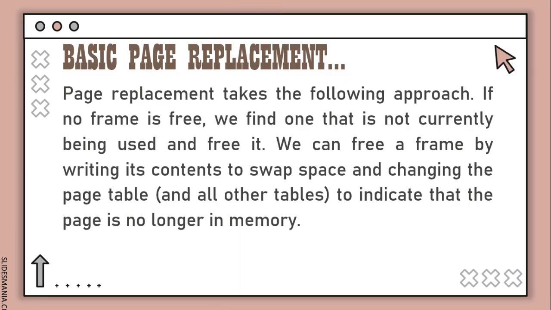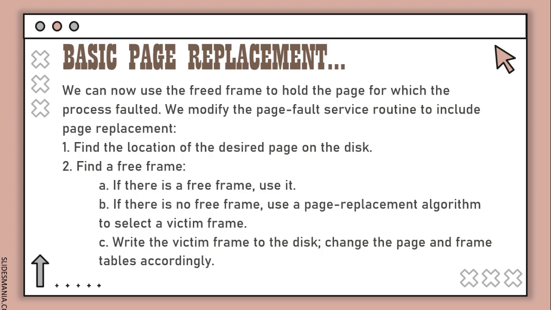Basic page replacement. Page replacement takes the following approach. If no frame is free, we find one that is not currently being used and free it. We can free a frame by writing its content to swap space and changing the page table to indicate that the page is no longer in memory. We can now use the freed frame to hold the page for which the process faulted. We modify the page fault service routine to include page replacement.